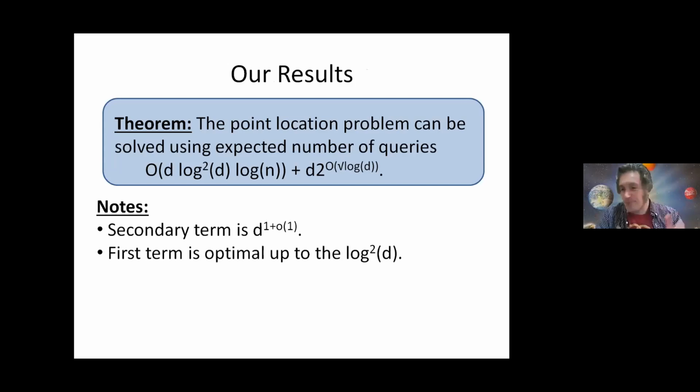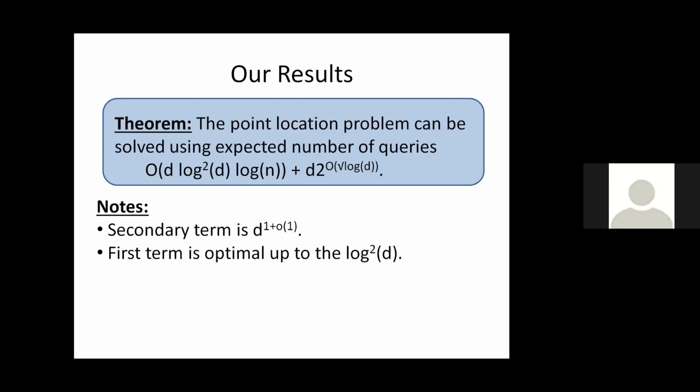So a couple of things to note. The secondary term here, the second term that we have here, is d to the 1 plus little o of 1. So for very large d, this is less than d to the 1.00001. So it's not too bad. And in fact, if n is very, very large, it actually goes away. And the second thing to note is that the first term is optimal. It matches the lower bound up to this log squared d factor. So the bound that we have is at least reasonably close to the optimum. Is there a question?